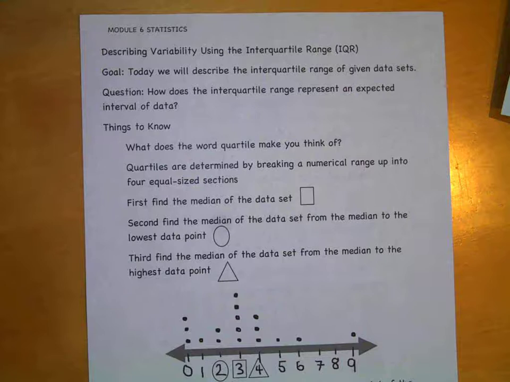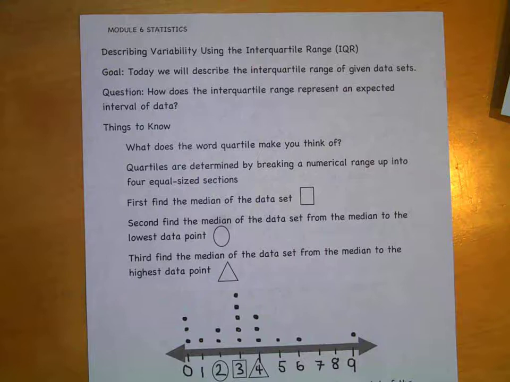So things to know. What does the word quartile make you think of? Well, for me, when I see quartile, it makes me automatically think of 4. Quartiles are determined by breaking a numerical range up into 4 equal-sized sections. Okay, let me read that again. Quartiles are determined by breaking a numerical range up into 4 equal-sized sections. So we're going to do that.